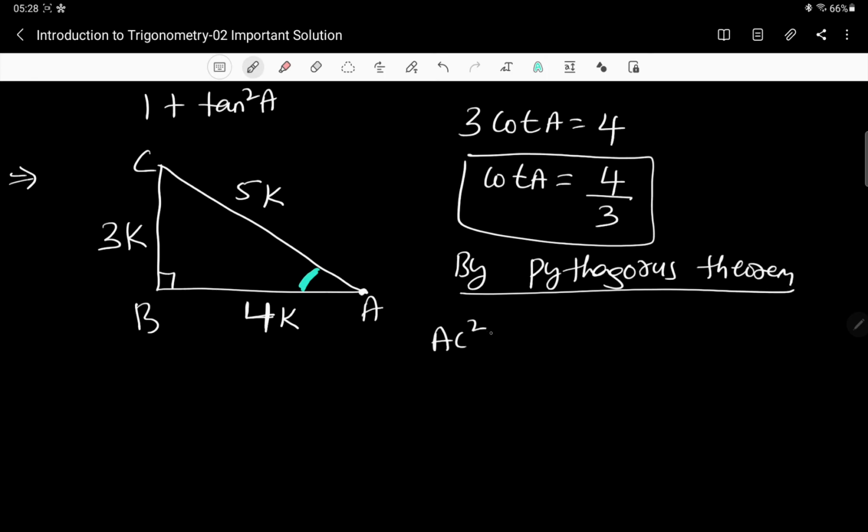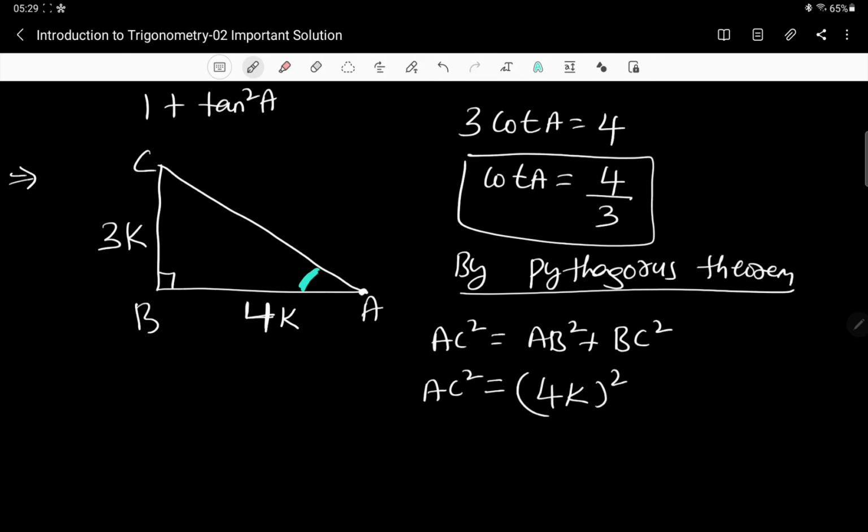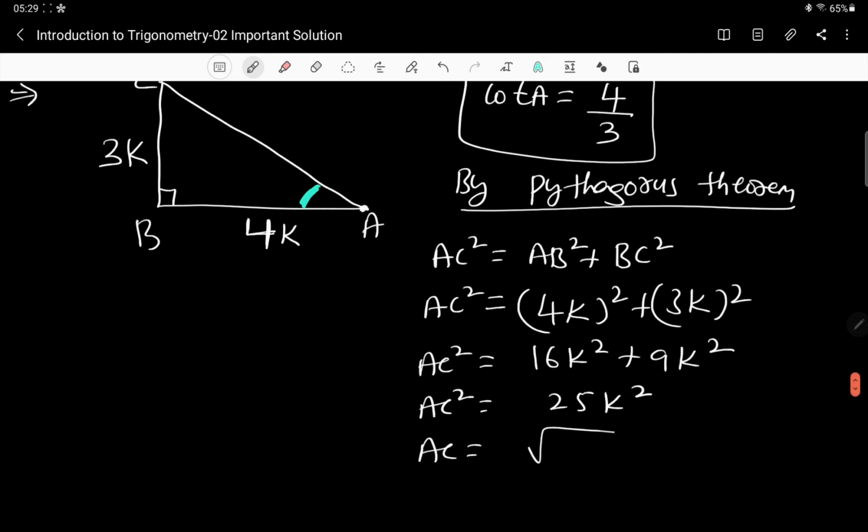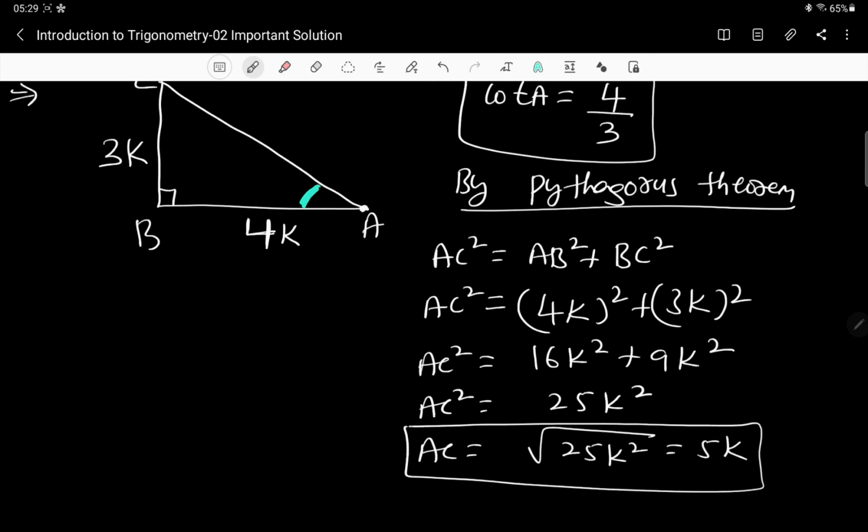So by Pythagoras theorem, AC square is equal to AB square plus BC square. AC square we don't know. Immediately I wrote it as 5k, because it is the famous Pythagorean triplet, no? So AC square is equal to 4k whole square plus 3k whole square, which is 16k square plus 9k square. So AC square is 25k square, and AC is equal to under root of 25k square, which becomes 5k. So the value of AC is 5k.